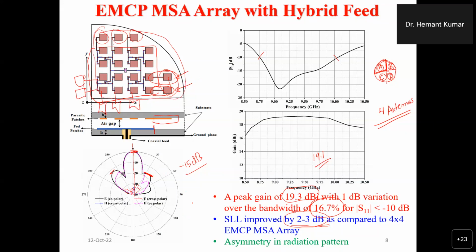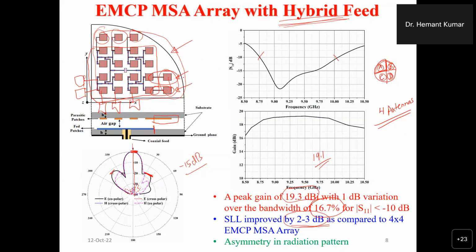But this is not a problem for our monopulse antenna, because we are going to use this EMCP MSA array with hybrid feed. Why have I written here hybrid feed? Because it is a combination of the corporate feed and the series feed. So basically we are using the hybrid technique to design this antenna.